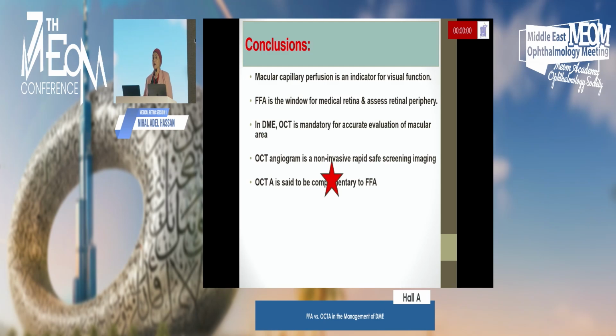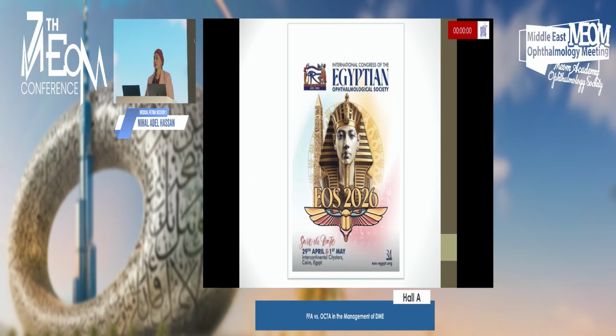But what about the coming wide field OCTA and even wide field OCT photography? It might reduce the use of fluorescein angiography in the coming era.